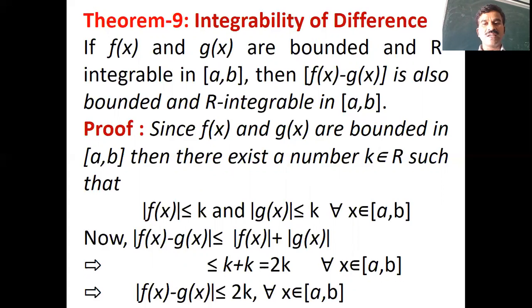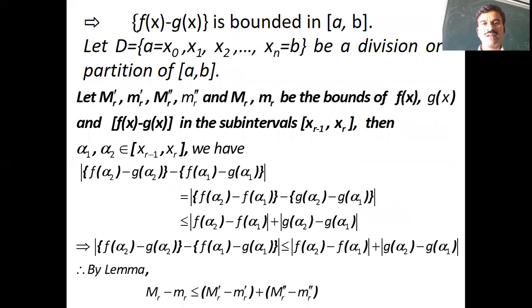So f(x) and g(x) are bounded in the closed interval [a, b], so there exists a number k belonging to R such that we can use the definition of boundedness of f and g. So we can take f(x) minus g(x). Ultimately, taking the magnitude, it becomes a plus, so f(x) minus g(x) is also bounded in the closed interval [a, b]. We also prove that f(x) minus g(x) is integrable in the closed interval [a, b].